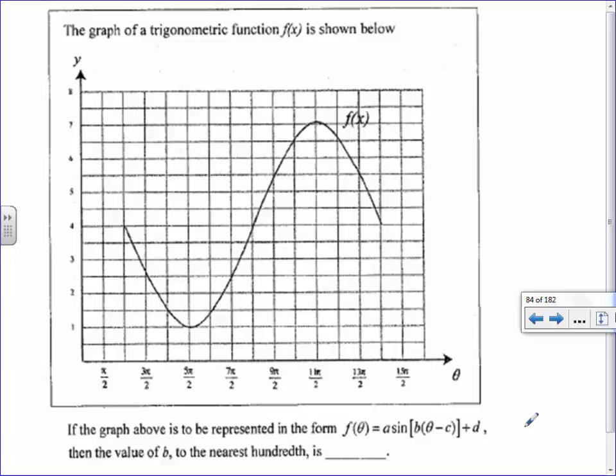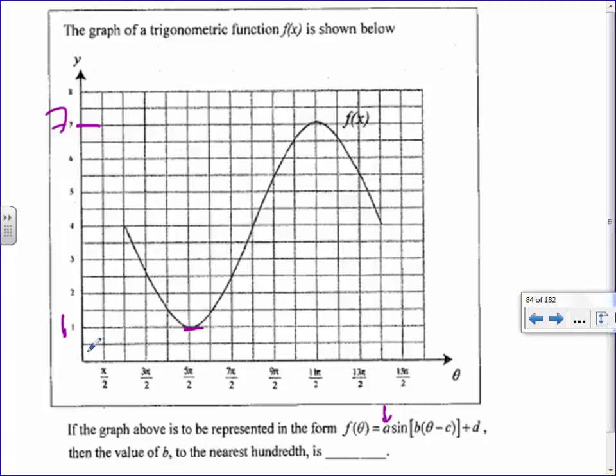So let's start off with the A value. What is this A on a sine graph? Like, what does it control? What does it do to a graph, the value in front of sine? It makes it taller. It controls its amplitude. So let's try to figure out how tall this graph is. It looks like it gets as high as 7 and as low as 1.